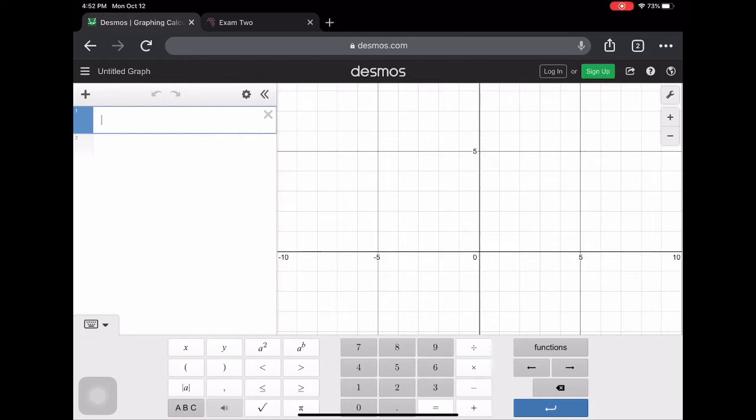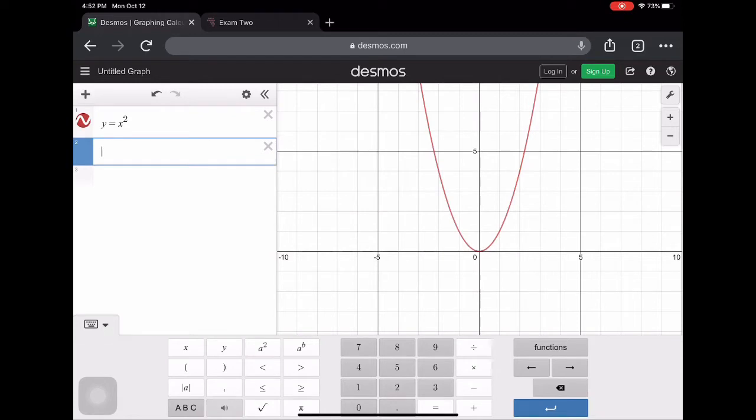I'm going to show you how to use Desmos to analyze some of your graphs. We've been talking about parent functions. So let's say I have the parent function y equals x squared. If I want to adjust this parent function, I can multiply it by a leading coefficient. I can subtract an h term, or I can add a k term.